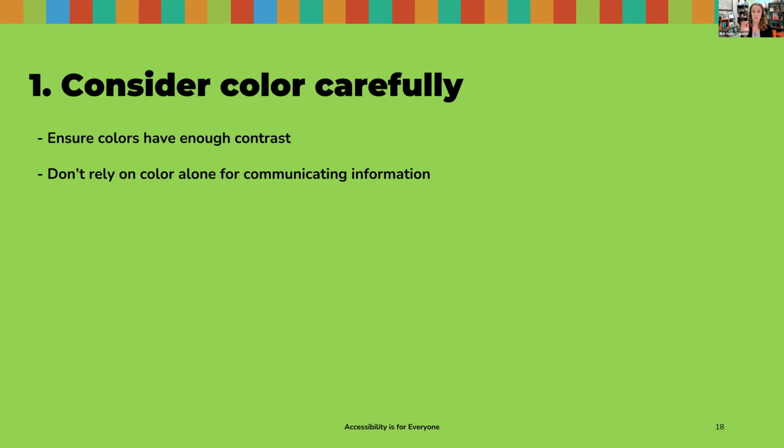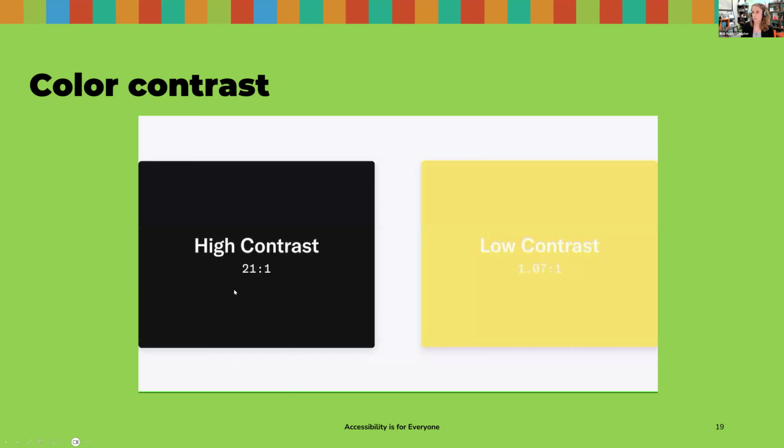I don't know about you, but when you go to a website and you have to squint because white text on, say, a light background makes it difficult, that's a very hard thing to do. You also don't want to rely on color alone for communicating information, and I'll explain in just a second. So first of all, the contrast.